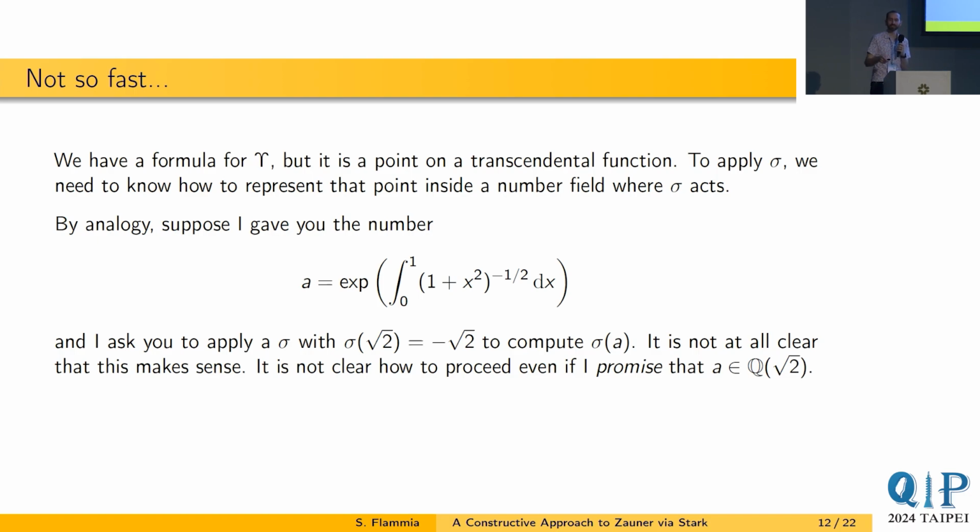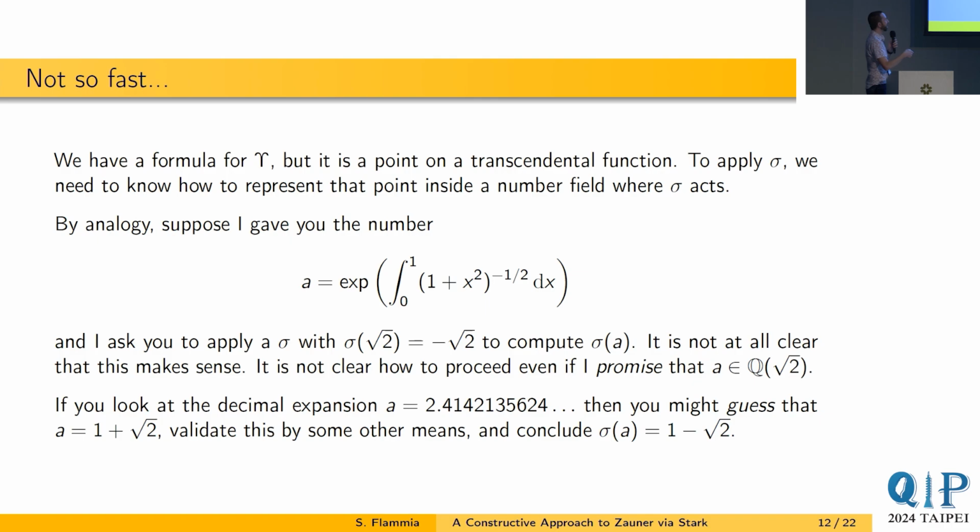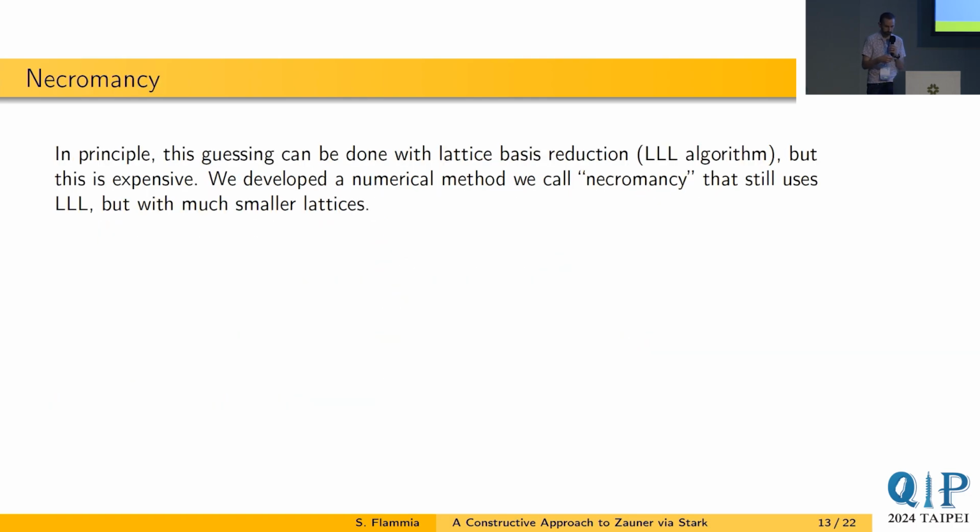You're so close. Wow, Graham almost got a beer. It's 1 minus root 2. He was off by 1. So one way that you could proceed is you could look at the decimal expansion of A. And you're like, well, okay, I just compute this to high precision, and it's 2.4142135. Hang on, that looks really familiar. That looks like it's 1 plus root 2. So suppose you guess this, and then you validate it by some other means. Then you could indeed conclude that sigma of A is 1 minus root 2.